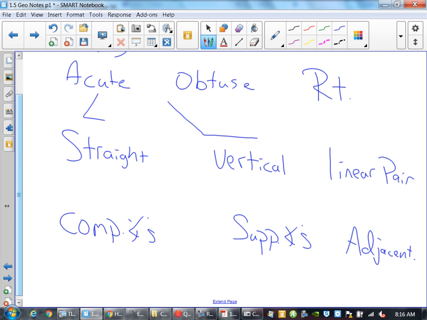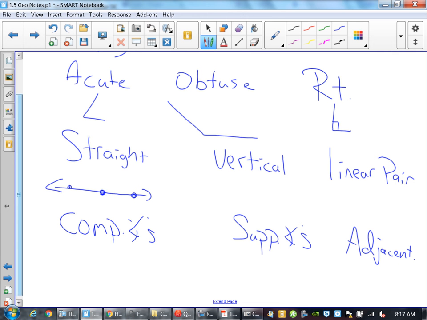Right angle. Right angles measure how much? 90 degrees, sir. Gotta put a little box in the corner then. And then straight is just a straight line. A straight angle is made up of a line. How about this? What if I called it opposite rays? It's 180 degrees. A straight angle measures 180 degrees. It's made up of two opposite rays. Opposite rays create straight angles.